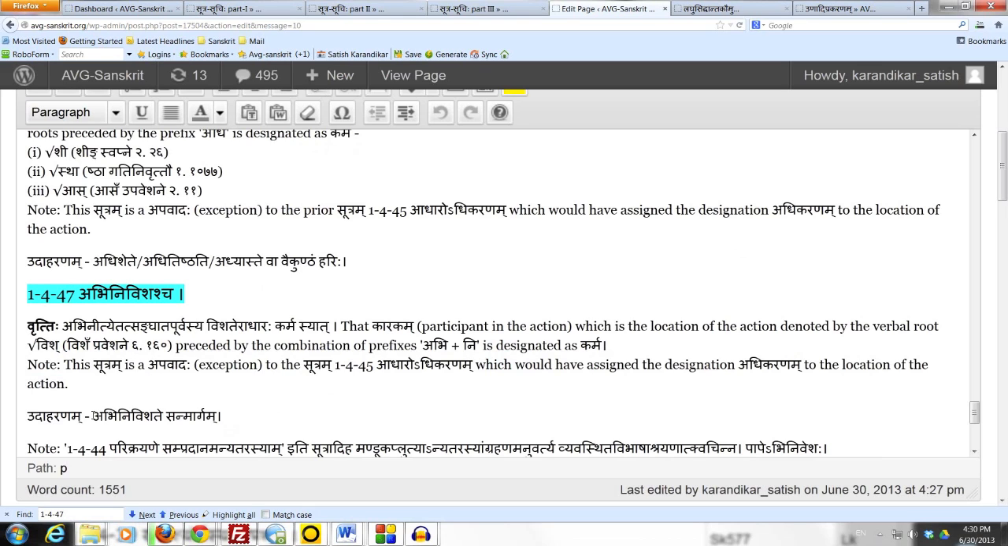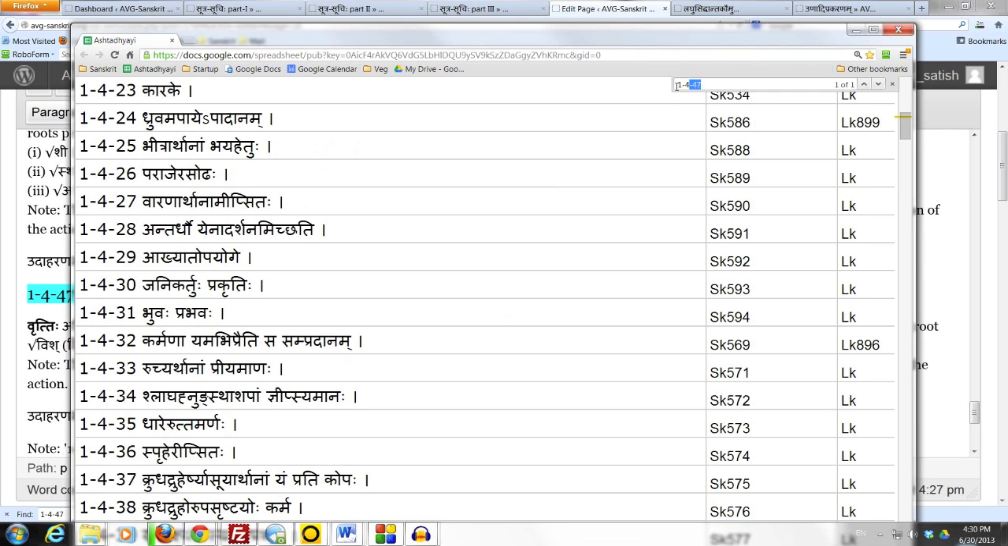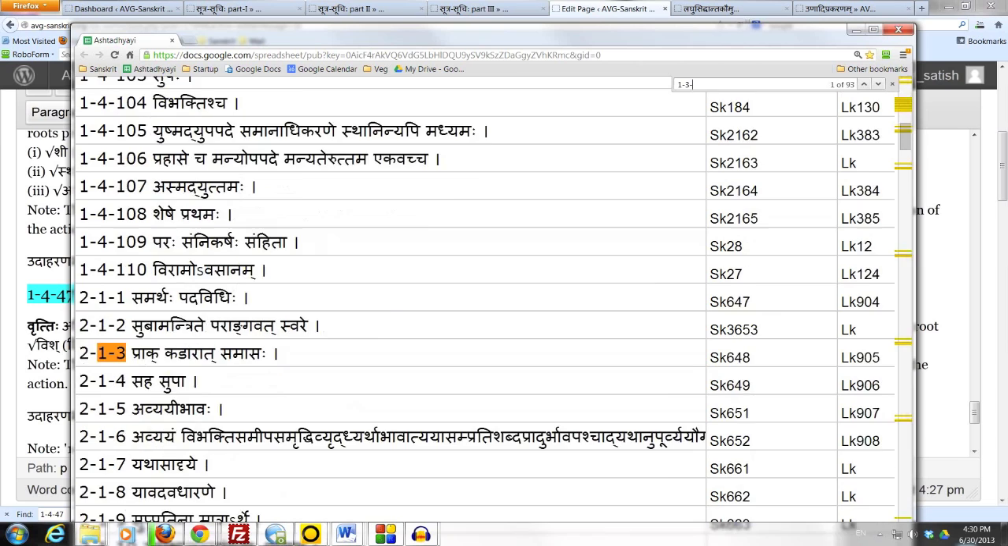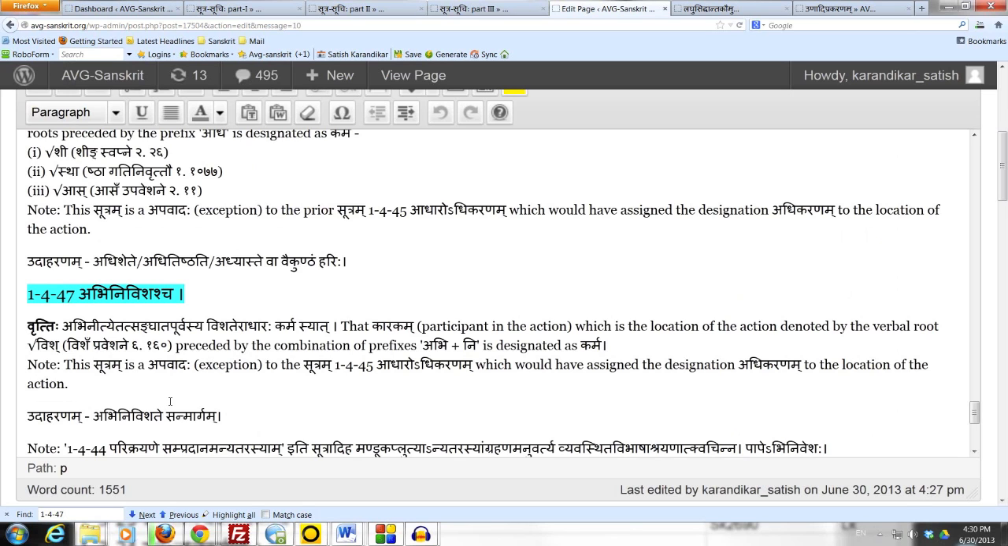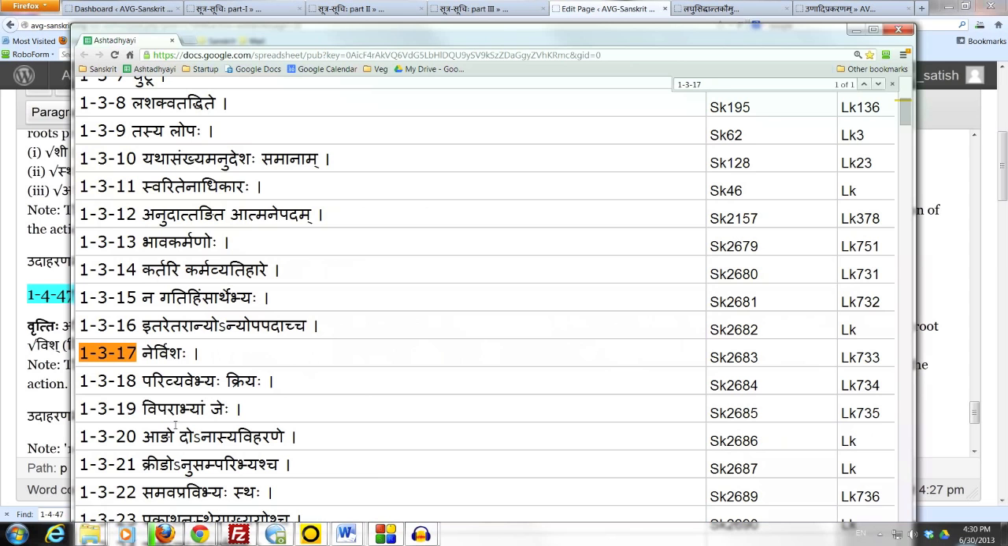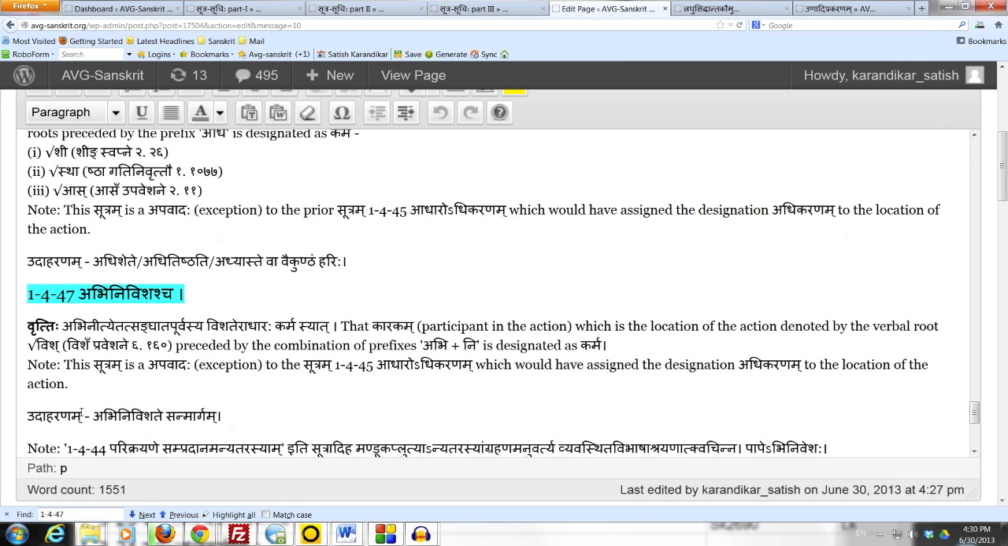Example here is abhinivishate sanmargam. As a side note here, the sutram 1317 ner vishaha prescribes an atmanepadam affix, so we get the form abhinivishate. Normally vish is a parasmapadi dhatu, we have vishati, but because upasargaha ni is present, by 1317 ner vishaha, which we have studied, an atmanepadam affix is used. Okay, that's just a side note, that's not the main topic right now. The main topic right now is the fact that sanmarga gets the karma sanya and not the adhikarana sanya.